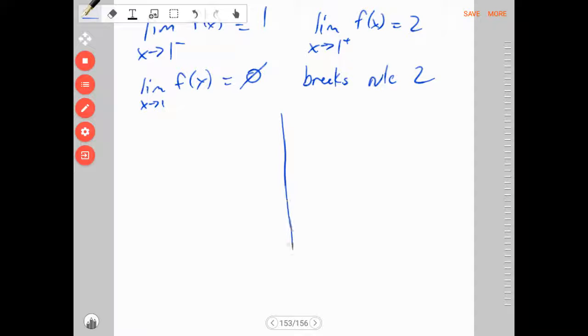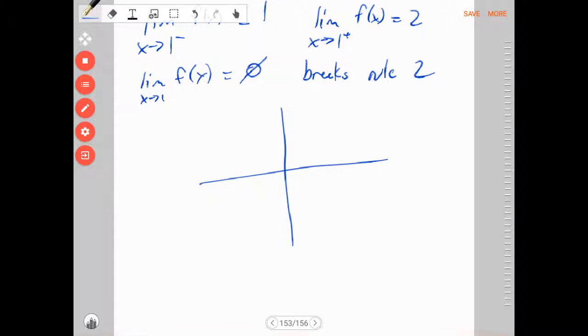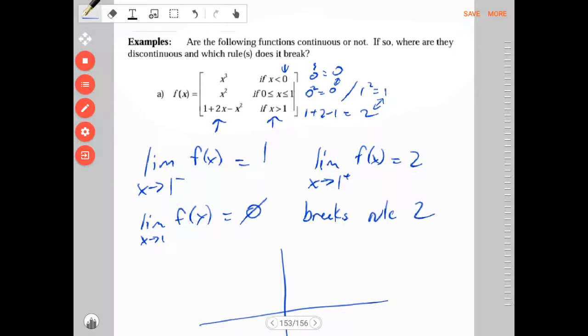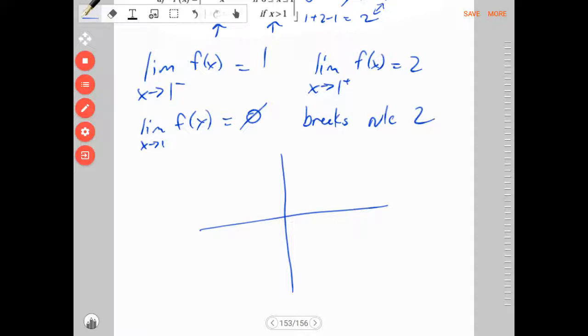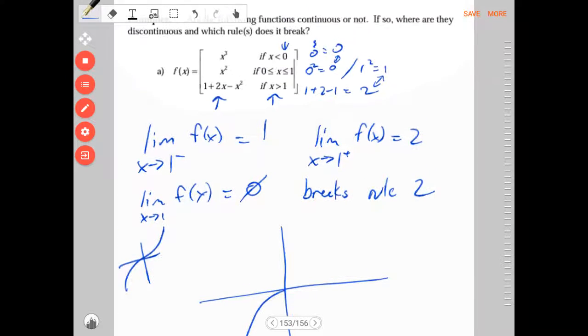Let's just make a quick sketch. It is x cubed for x less than 0. Remember, x cubed kind of looks like this graph. For less than 0, that's just this part. Now remember, look at the sign. It's just less than, so there's technically an open circle here.